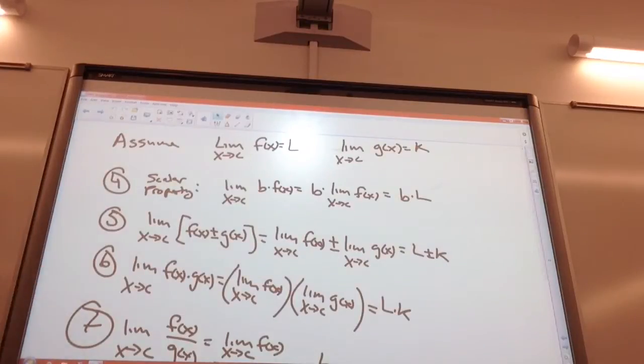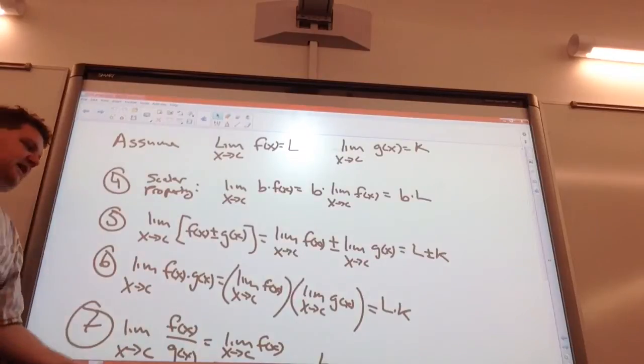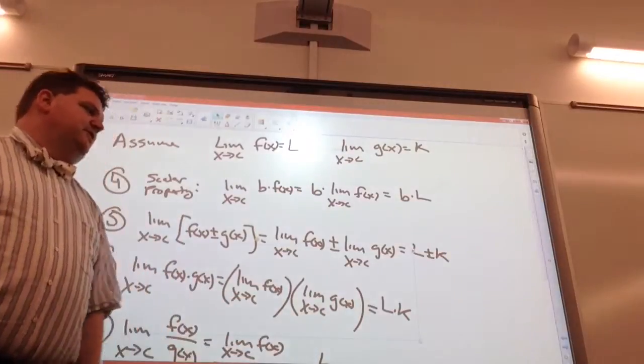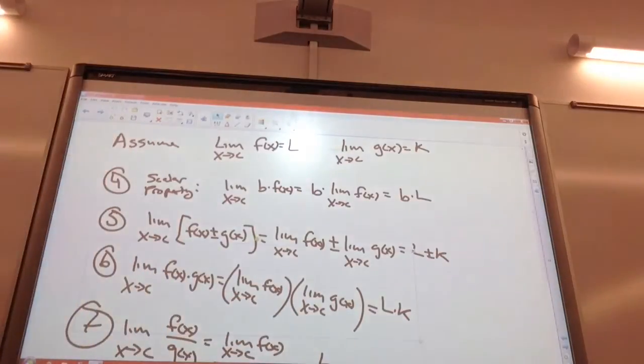Our next property is a multiplicative property. If I multiply the two functions together, it's like I multiply the limits together. Okay. Limit as x goes to c of the two functions multiplied together is like if I did the limit separately and multiplied them together. Okay. You get L times k at the end. Again, that should not be anything crazy. That's exactly what we should expect. We've seen that before with functions, right? Should be no issue.